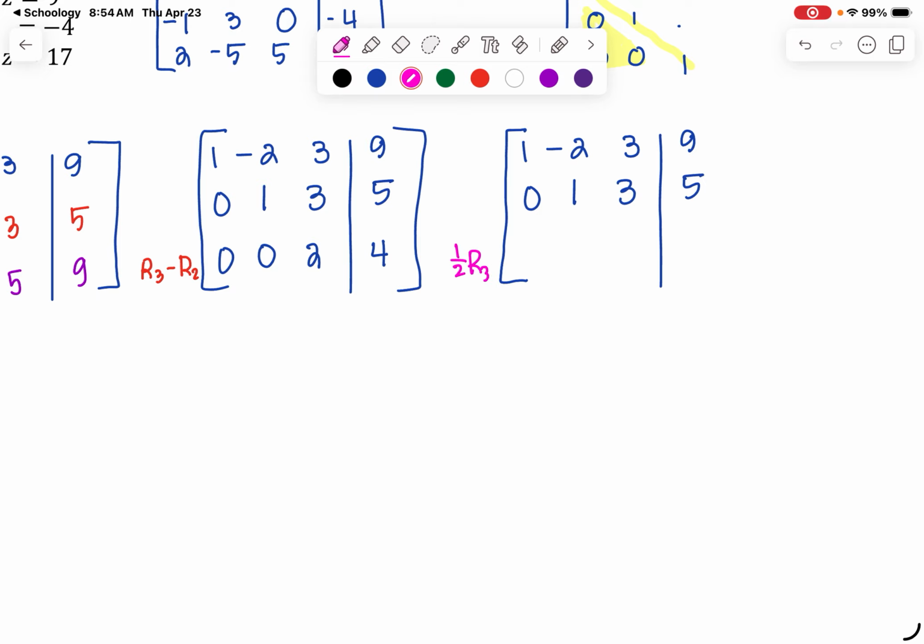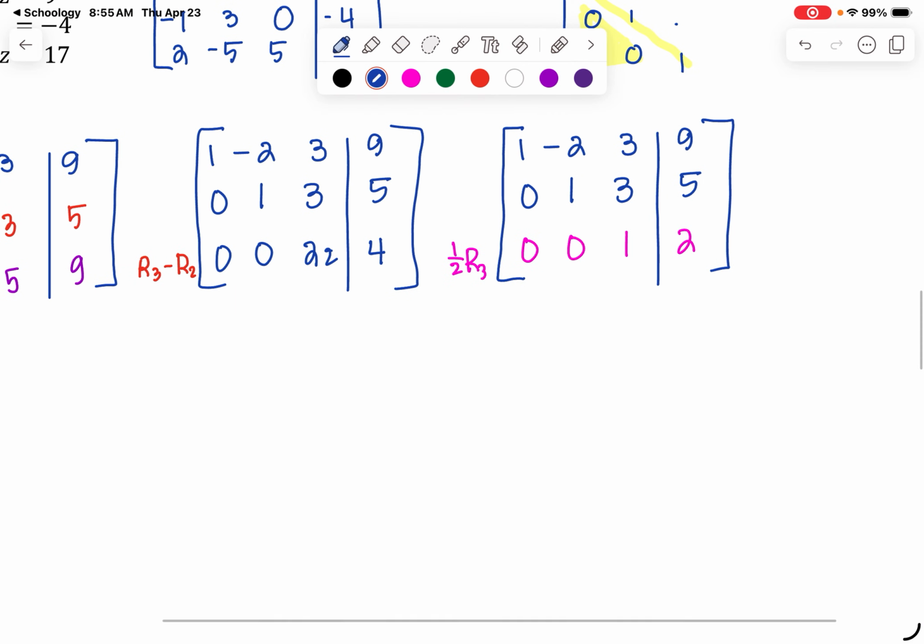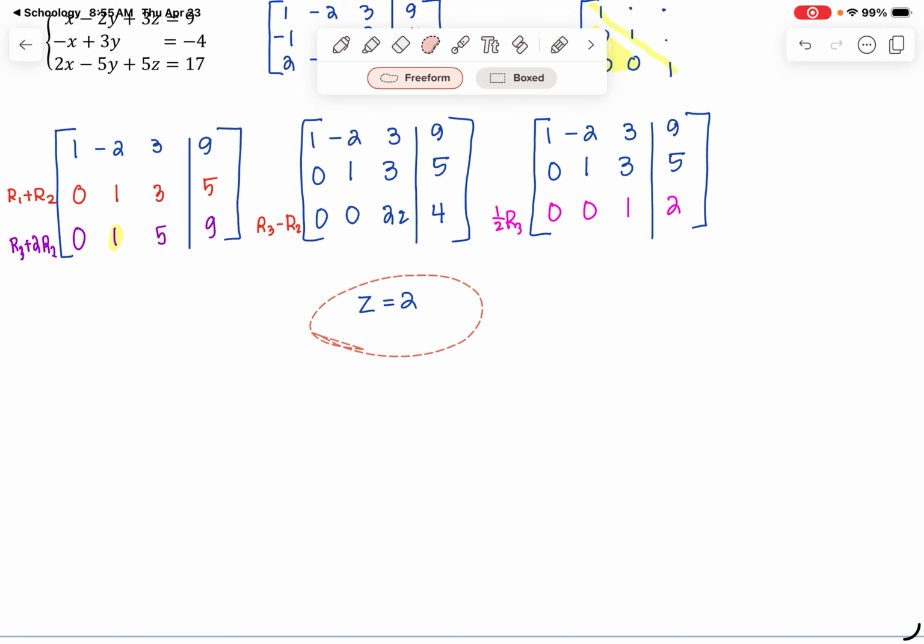1/2 of row 3, I get 0, 0, and then half of 2 is 1, half of 4 is 2. Okay, all right, so now remember these were our values from our system. So this was 0x, 0y, 1z is equal to 2. So z is equal to 2. This would have been 2z is equal to 4, z is equal to 2. So it's personal preference. So now I'm gonna solve this. Okay, so z is equal to 2. All right, I'm gonna move that over because it's like in the middle of my work here.